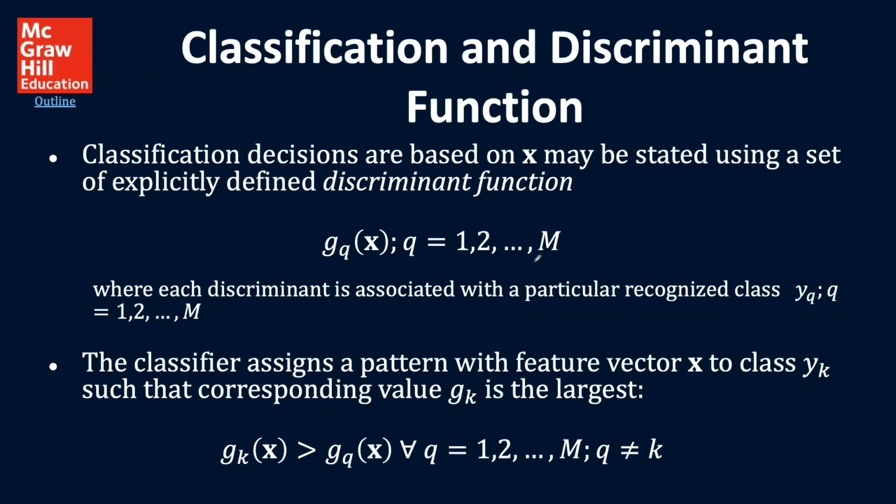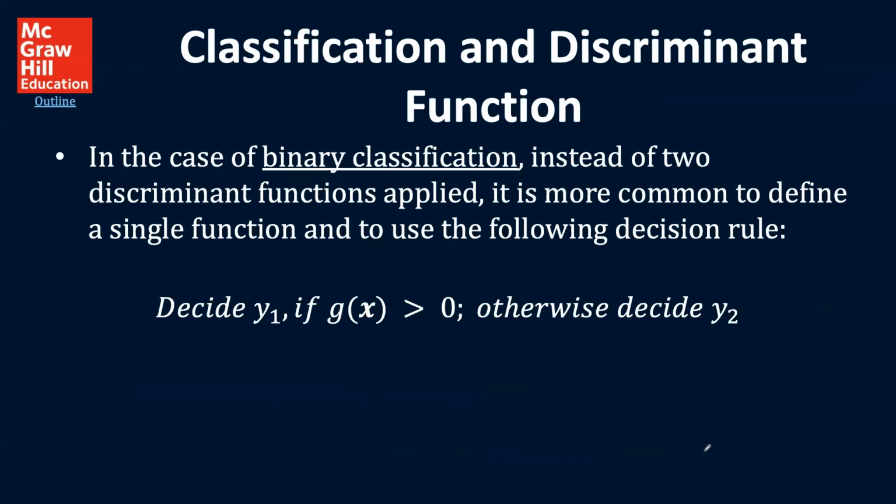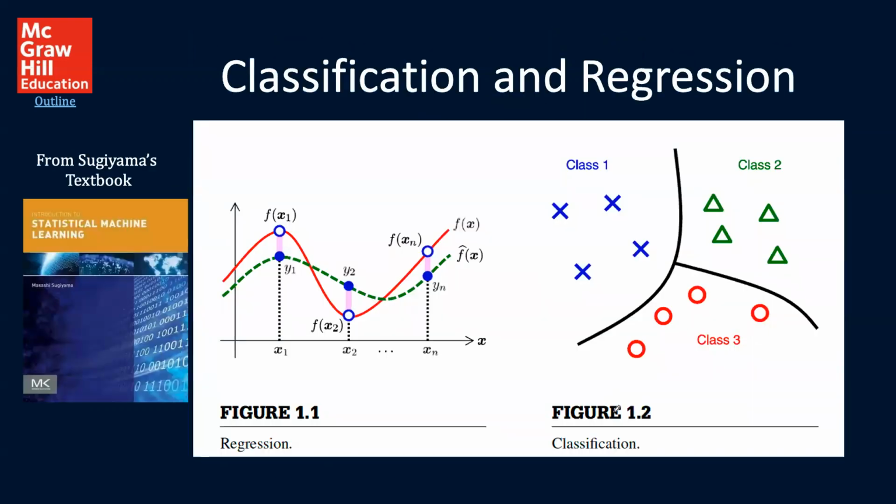So for classification and discriminant functions, the classification decisions based on X may be stated using a set of explicitly defined discriminant functions. And the classifier assigns a pattern with feature vector X to class YK such that the corresponding value GK is the largest. So that's ultimately what we're trying to come up with. And what we're going to be focusing on a lot in this class is binary classification. So in the case of binary classification, instead of two discriminant functions applied, it's more common to find a single function and to use the following type of decision rule. It's either that if you find it's greater than, it's one, or the other. So it's just like a coin toss. It's one or the other. And so that can simplify our problem.